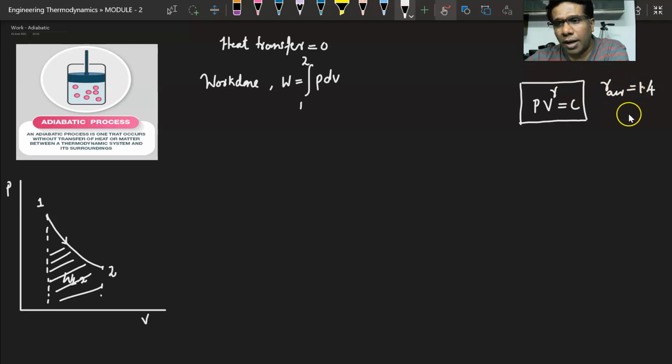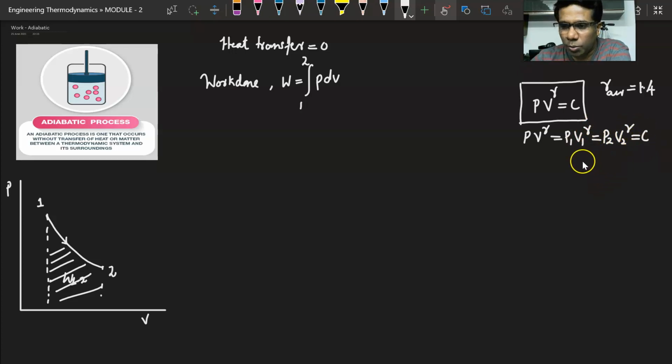That's a standard value. Now, this gamma depends on the various gases or fluids that we are using in that particular process. So I can write here PV raised to gamma is equal to P1 V1 raised to gamma is equal to P2 V2 raised to gamma. All these values are going to be constant values.